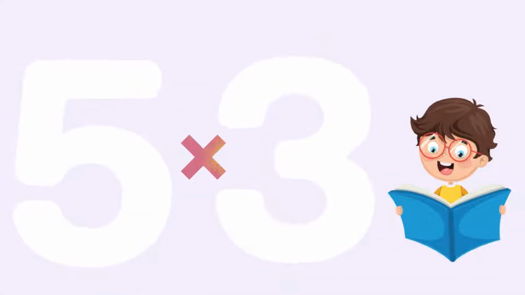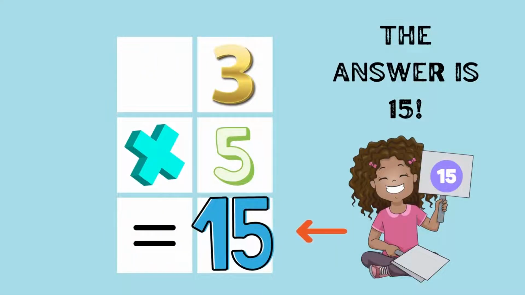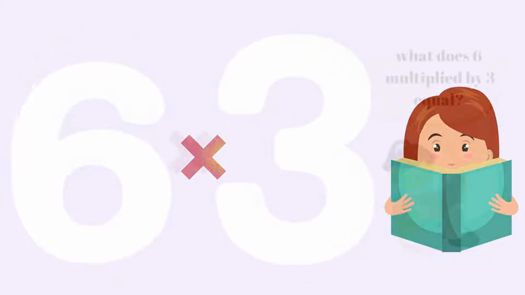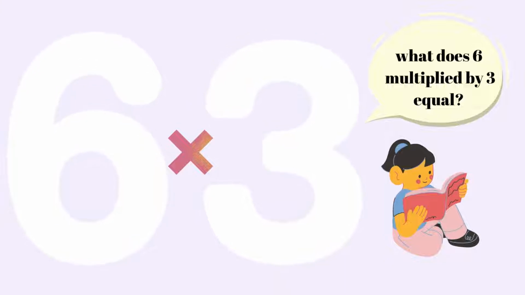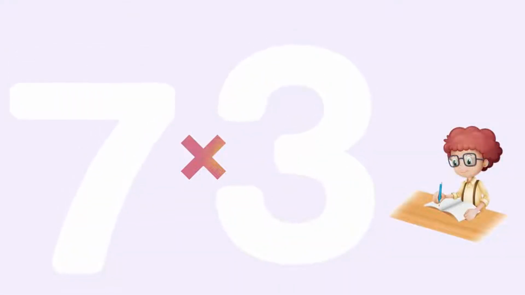Good job, 12. 5 times 3. What does 5 multiplied by 3 equal? The answer is 15. 3 times 5 is 15. 6 times 3. What does 6 multiplied by 3 equal? The answer is 18. 3 times 6 is 18.